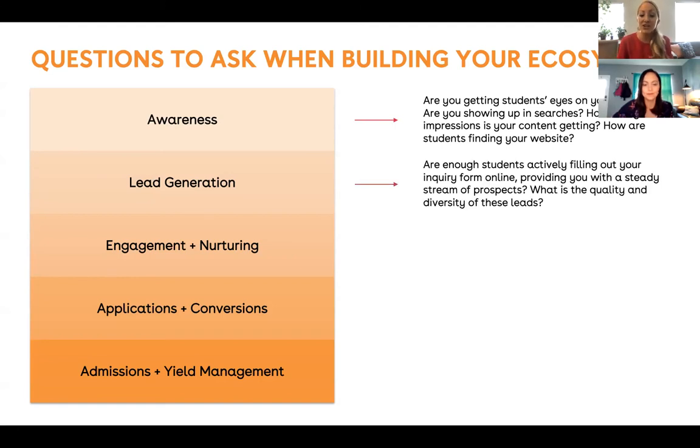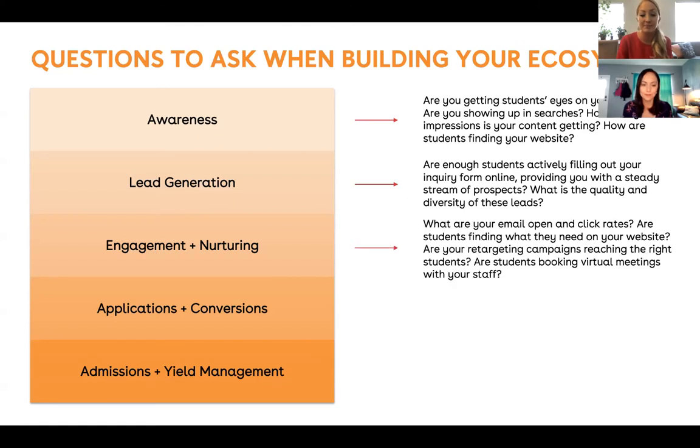When it comes to lead generation, you'll want to ask if enough students are actively filling out your inquiry form online and providing you with a steady, healthy stream of prospects. It's not enough to just purchase lists and blindly email students. Rather, you want to generate leads who are actively interested in hearing from you. They found your content online and they want to know more. You'll also want to look at the quality and diversity of leads. Are they coming from a broad range of markets?